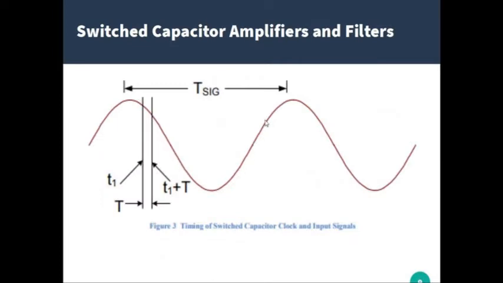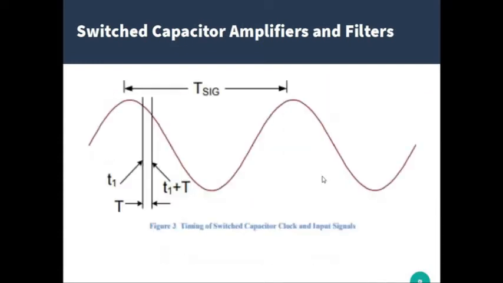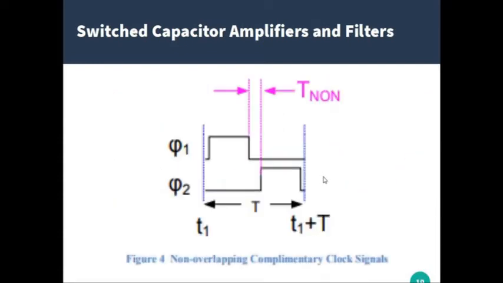If this is the analog clock, this will be t sub 1, this period here, and then this will be t sub 1 plus T. We can say that in the switched capacitor circuit, this will be phi sub 1 and then this will be phi sub 2. Anyway, let's go back. The non-overlap of the clock signals themselves is shown in figure 4. Okay, this is figure 4.